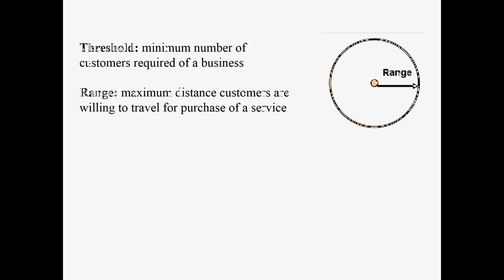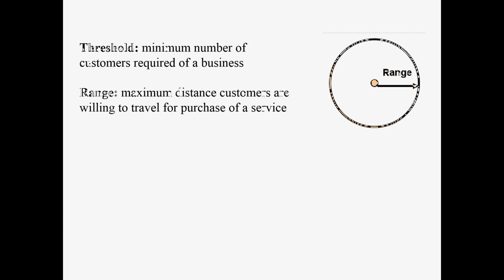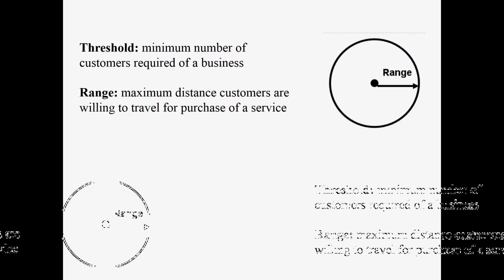Then we have the concept of a range. Range refers to the maximum distance that customers are willing to travel to purchase a service. Think about how far you're willing to travel to buy grocery. That is the maximum distance that you are willing to drive or walk to buy grocery or buy other things, or how far you like to travel to get a haircut. That is the concept of a range. You should realize that the concepts of threshold and range somehow relate to each other. We'll come back to that point later on.